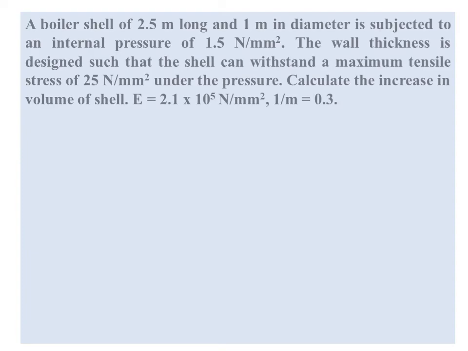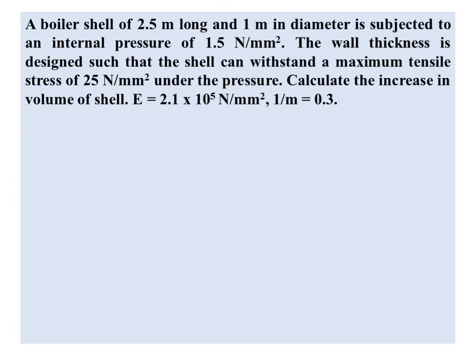Consider another problem. A boiler shell of 2.5 meters long and 1 meter in diameter is subjected to an internal pressure of 1.5 N/mm². The wall thickness is designed such that the shell can withstand a maximum tensile stress of 25 N/mm² under the pressure. Calculate the increase in volume of the shell.